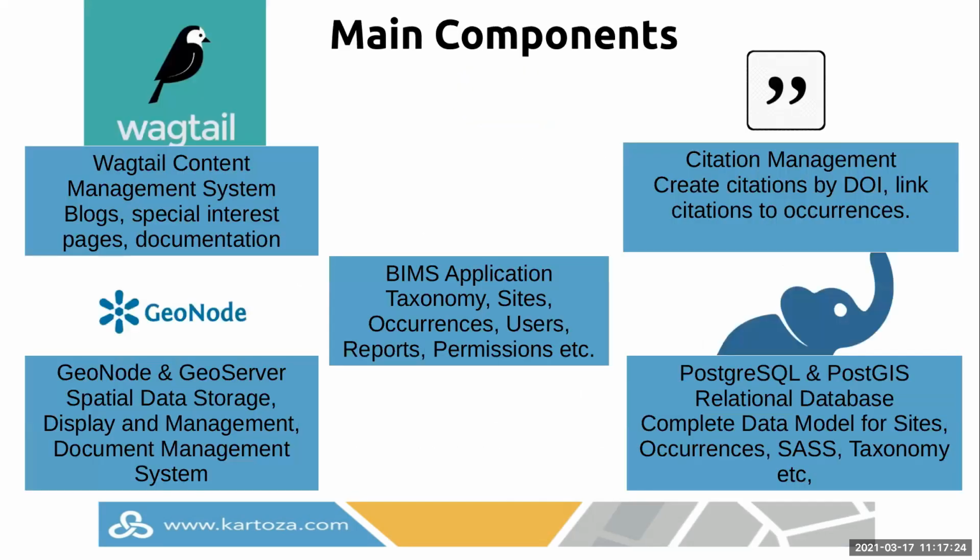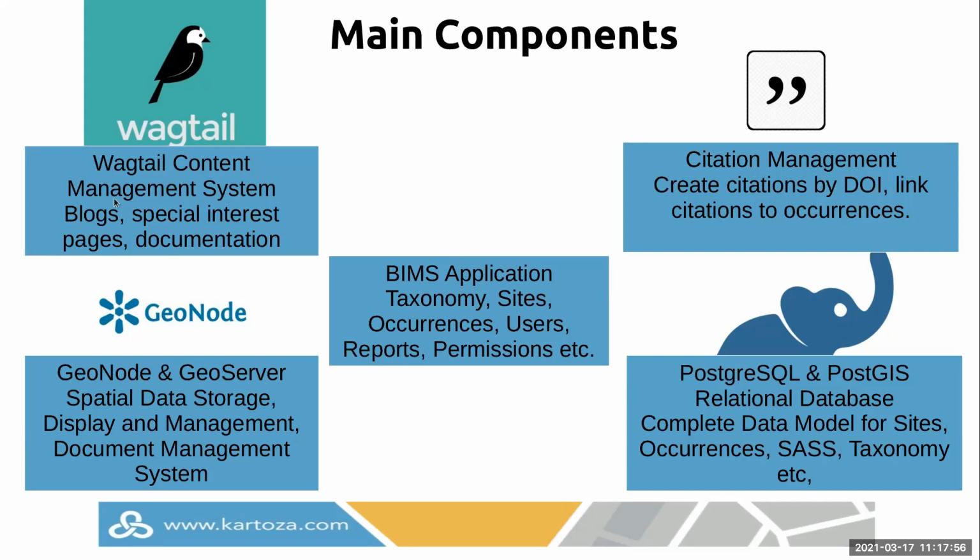So just at a technical level, the system is built. Our internally developed code is the BIMS application, and it covers all the functionality of taxonomy and site management and occurrences and basic user management and reporting and permissions and all that kind of functionality. But then we also created basically an ensemble of different tools that are already existing in the open source ecosystem, and sort of integrated them and tried to make that integration as seamless as possible.